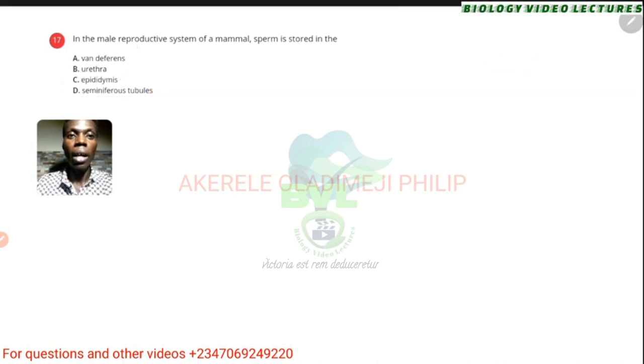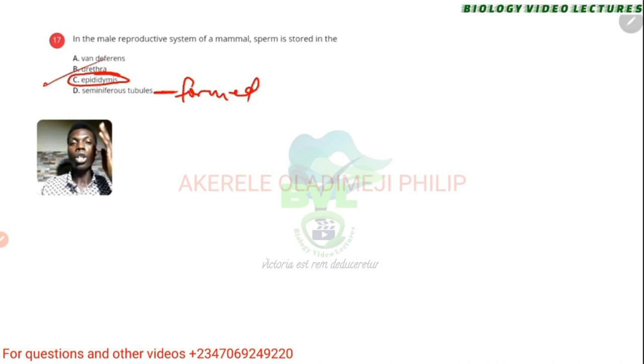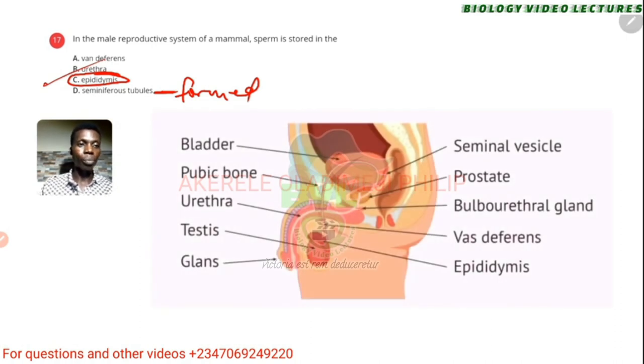Let me not get you confused there. Sperm is formed here, but stored here. So the answer is C. It is stored in the epididymis. Vas deferens is just going to convey it, transport it. Urethra is going to take it out of the body to the female reproductive tract. All right. So this epididymis is where it is stored. The seminiferous tubule is within this testis where it is sectioned. So when it is formed here, it is stored in this epididymis here. Then when it is needed, this is otherwise called sperm duct. Don't forget that. So the sperm cell moves like that.